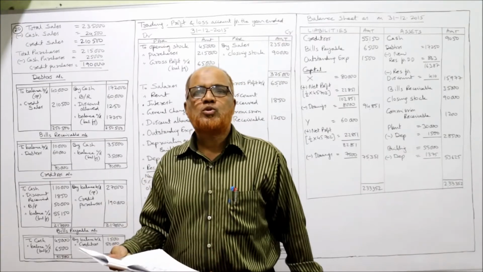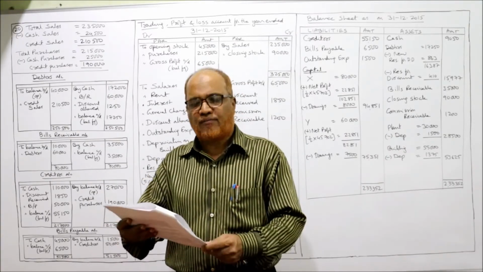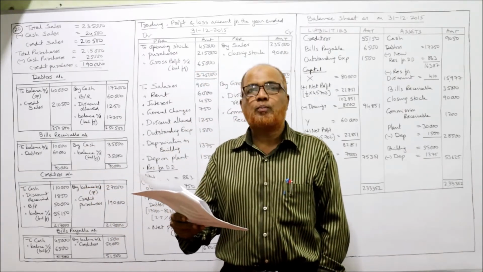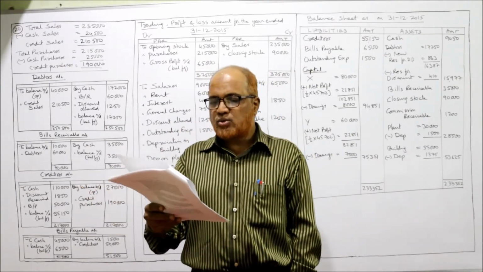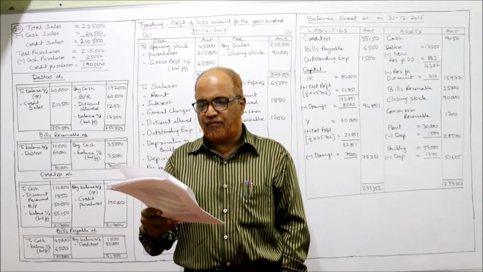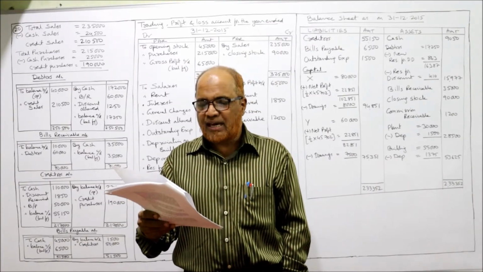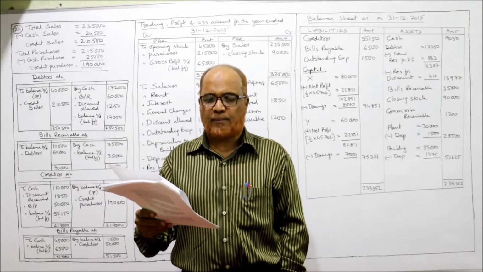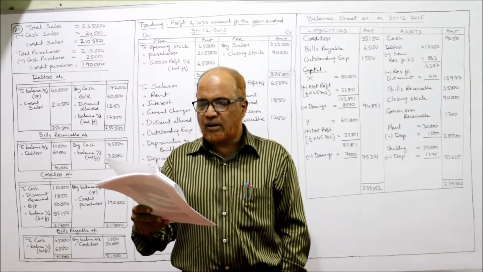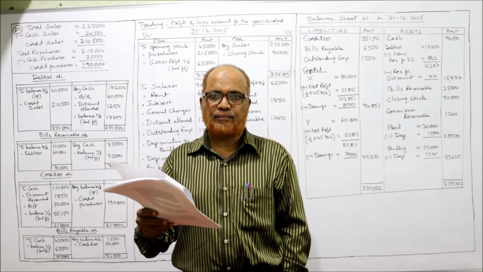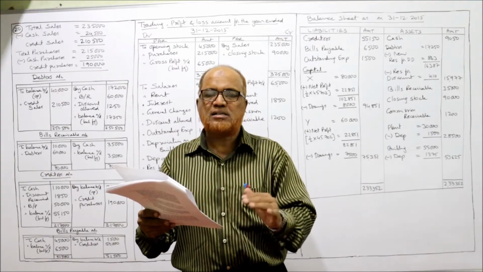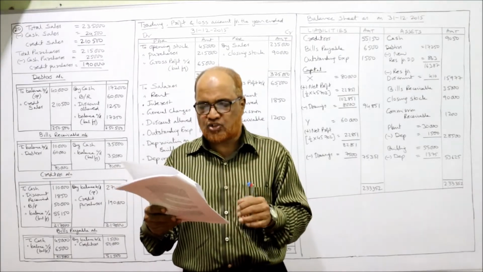So the last problem, the 20th problem, I am reading out. See carefully. You are given a balance sheet of X and Y. Two partners are there, X and Y, as on 1st January 2015, a summary of cash transactions for 2015, that means cash book, and thirdly, a list of remaining transactions for that year. So these are the things given: opening balance sheet, cash book, and a list of remaining transactions.